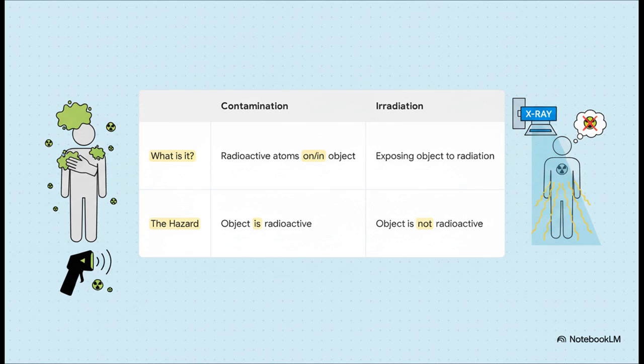Contamination, though, is totally different. That's when the radioactive material, the actual radioactive atoms, get on you or inside you, like getting some radioactive dust on your clothes. Now the source of the radiation is stuck to you, constantly decaying and beaming radiation right at you, up close. That's a much bigger problem.